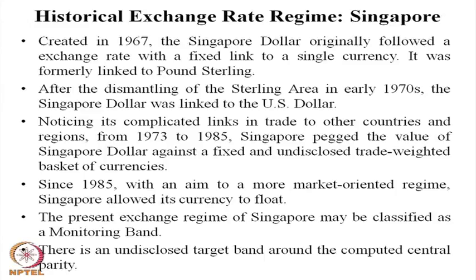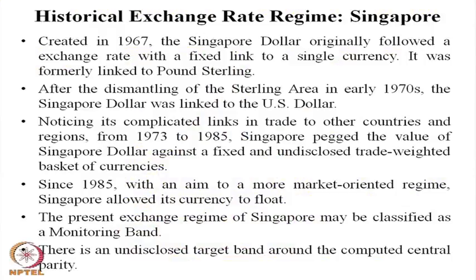But in the later part, they realized that it is very difficult to peg the value of the Singapore dollar against a fixed rate. So they abandoned the policy, and in place of a fixed exchange rate, they adopted a trade weighted basket currency. They adopted, in place of the US dollar, a few more currencies, and they give weight to each currency on the basis of trade. The weights are undisclosed; they will never disclose the weight of a single currency, and they adopted the basket of currency approach.